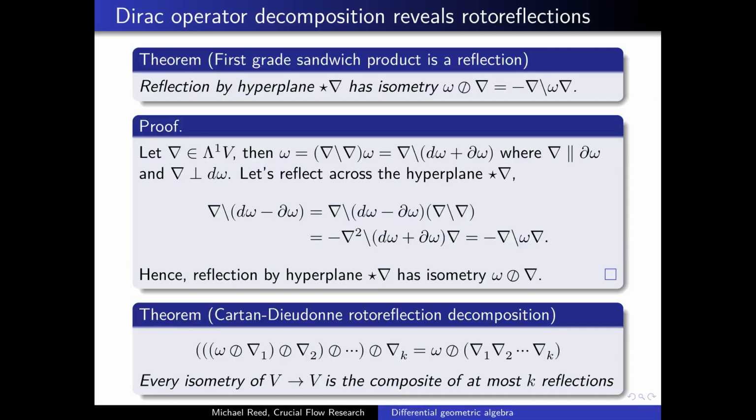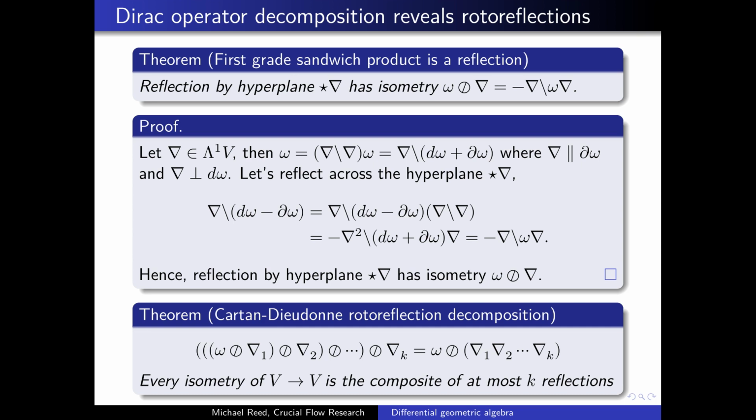Here I'd like to share one of my favorite proofs in differential geometric algebra, which is the Dirac operator decomposition reveals rotoreflections. And this can be broken down into two separate parts. And the first part is the one that's particularly interesting for me. And this is the theorem where the first grade sandwich product is a reflection.